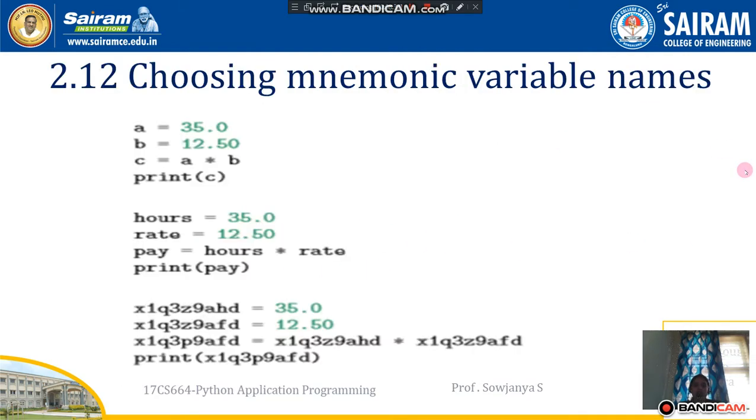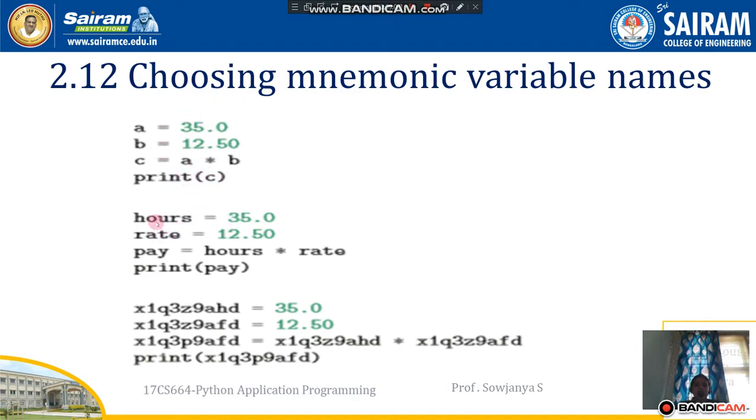Next topic is choosing mnemonic variables. What do you mean by mnemonic variables? The job is the same, but the user doesn't understand the meaning. For example, say I have a is equal to 35, b is equal to 12.50, c is equal to a times b. What does Python think? Its job is just to perform the instructions it has been given. From the user's perspective, we simply have values assigned and it performs the multiplication.